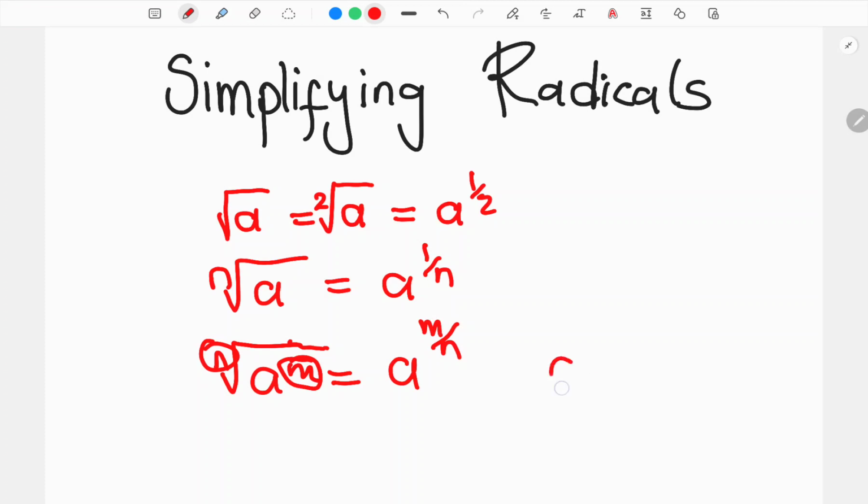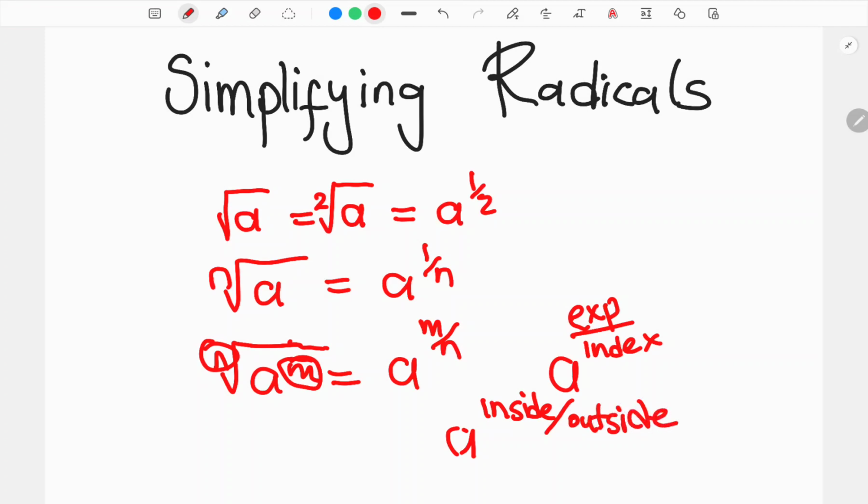So you can explain it like this: this is the exponent, and this is the index. One way to remember this law is a to the power of the inside over the outside. That's a simpler way to understand this.